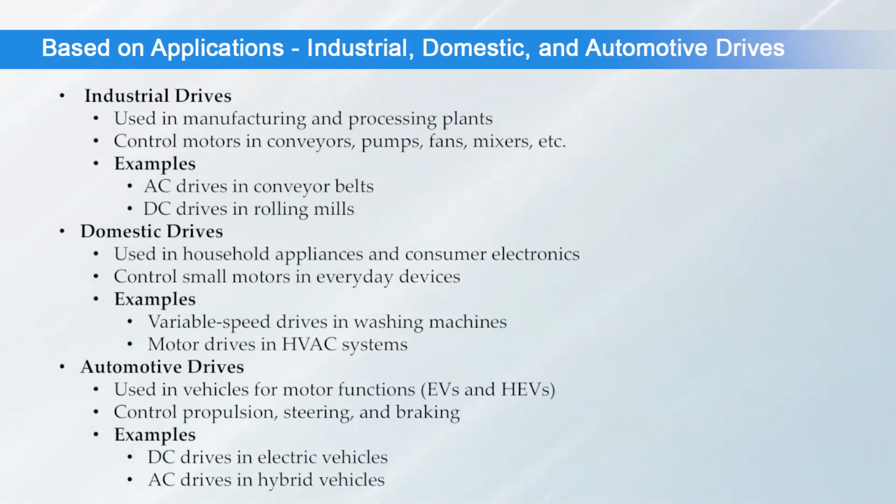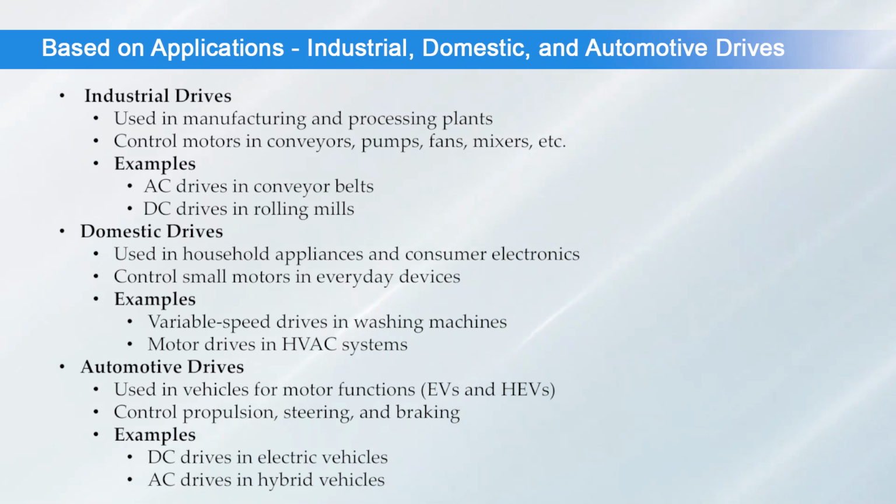Now, based on the applications, we have industrial, domestic and automotive drives. Industrial drives are used in manufacturing and processing plants to control machinery and processes. They are crucial in controlling motors which are used in conveyors, pumps, fans, mixers and other industrial equipment, such as AC drives in conveyor belts and DC drives in rolling mills.